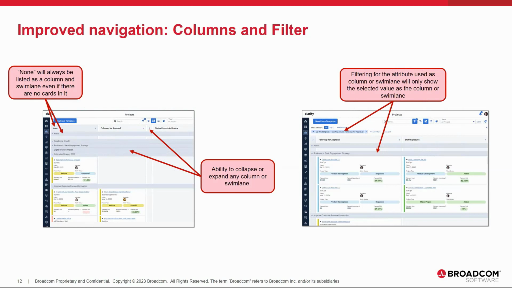The user also has the option to filter for data within the board view, or use the column or swim lane attribute in the filter to reduce the number of columns and swim lane to be displayed.